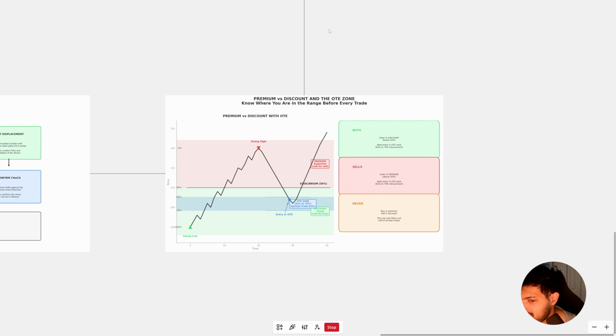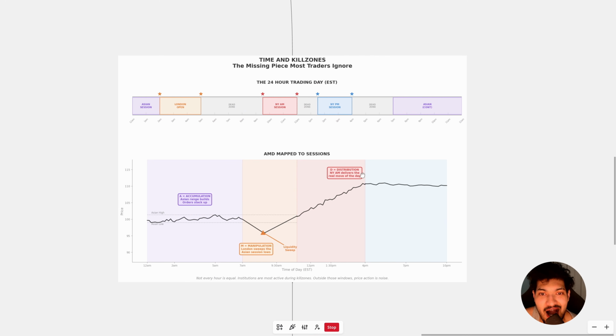But this is great and all, but the final piece of the puzzle is going to be time and kill zones, right? And this is the missing piece that most people just completely ignore. So you guys know in a trading day, if you're trading futures or CFDs, you have a 24-hour trading day. Most smart money concept trading ignores time completely, and you can use it to create a model for yourself and use it for figuring out these high probability areas. Based off your time zone, this is going to be a little bit different, but this is the whole theory behind it.